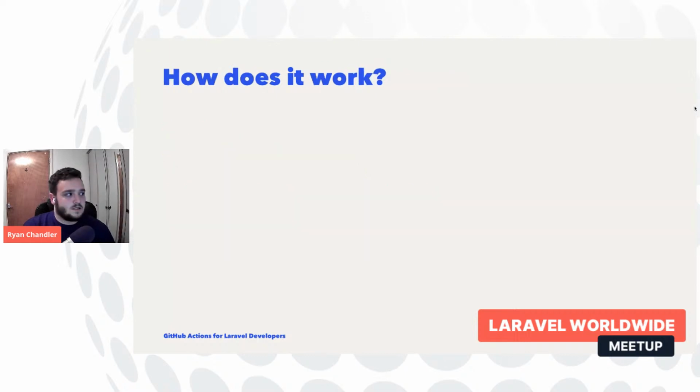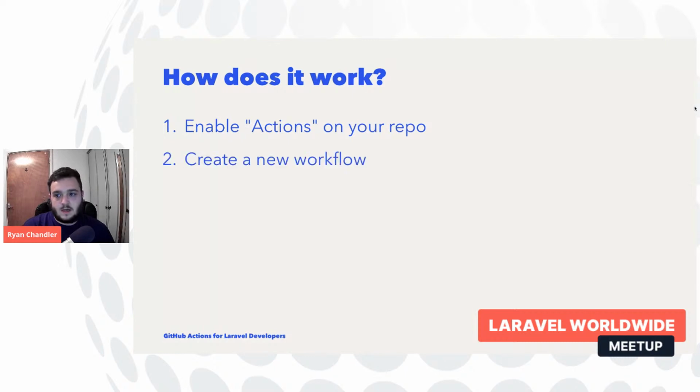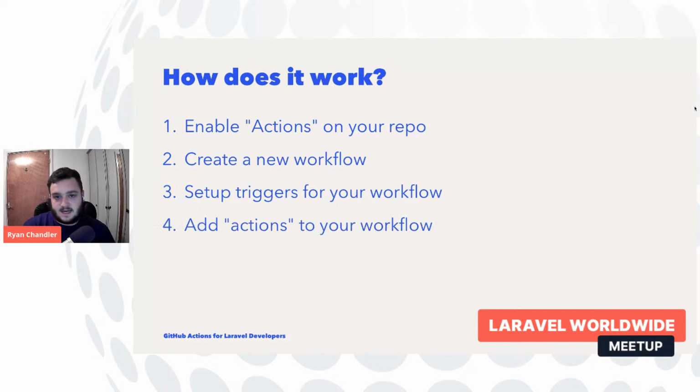How does it work? The process for getting GitHub Actions is actually quite simple. These are the basic steps. You enable Actions on your repo. You then create a new workflow, which is where you define all of your actions. It's the pipeline for the CI/CD itself. You set up some triggers for your workflow, so you say when the workflow is going to run, and then you add these actions to your workflow.